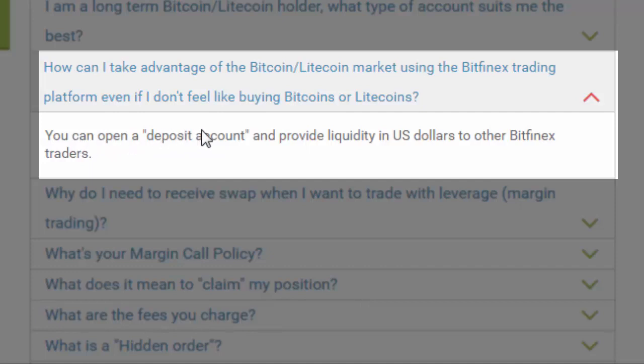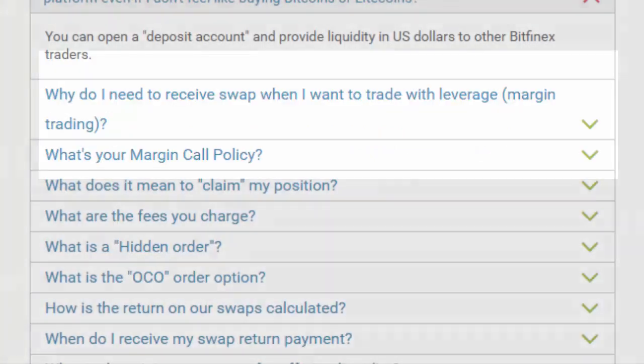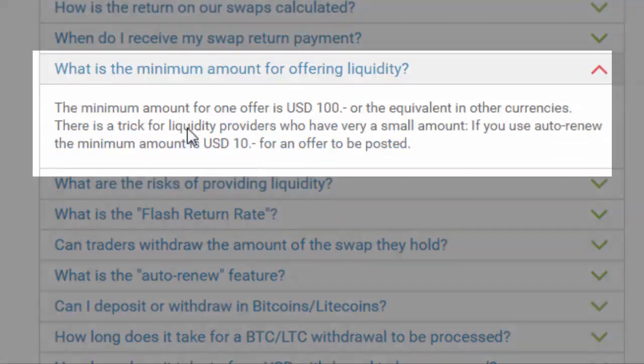So you can open a deposit account to provide liquidity in US dollars to other Bitfinex traders. And then I was reading down here further, what is the minimum amount for offering liquidity? The minimum amount is 100 US dollars. But if you use the auto renew, the minimum amount is $10 US. And I have just over $11.